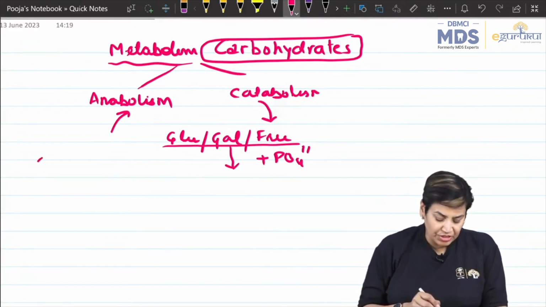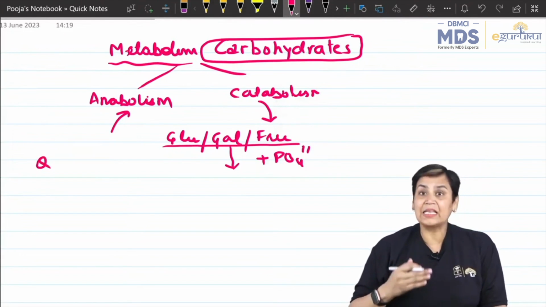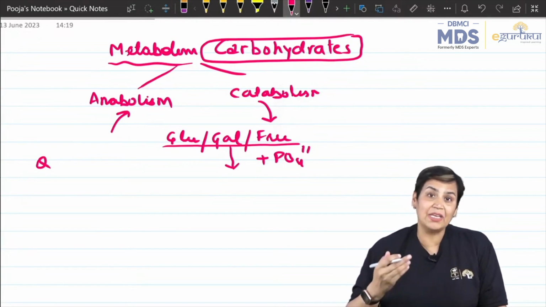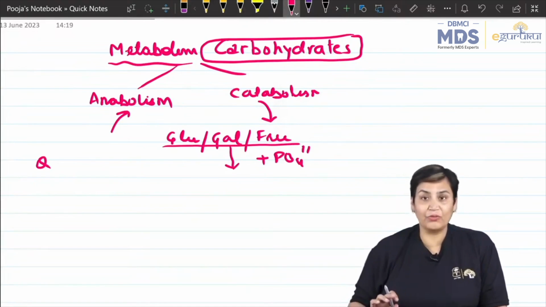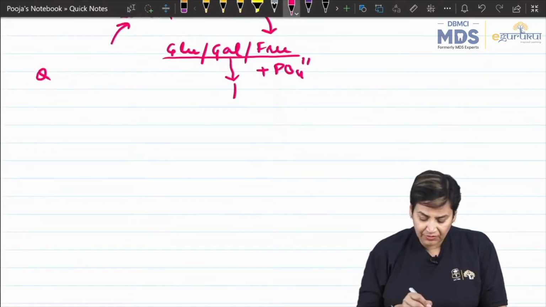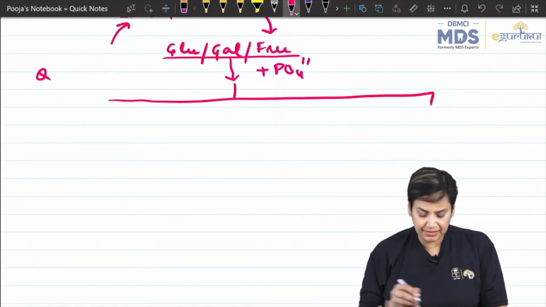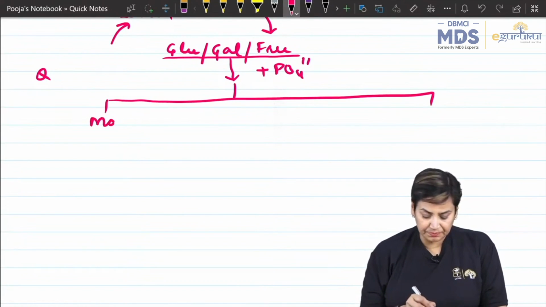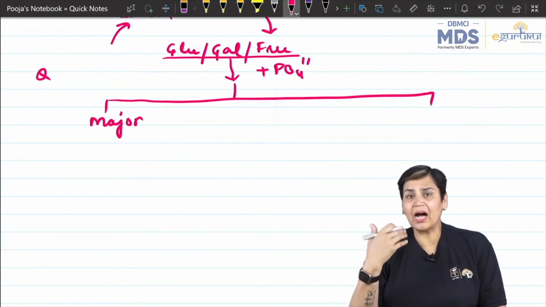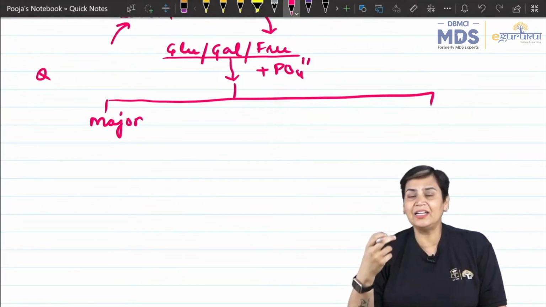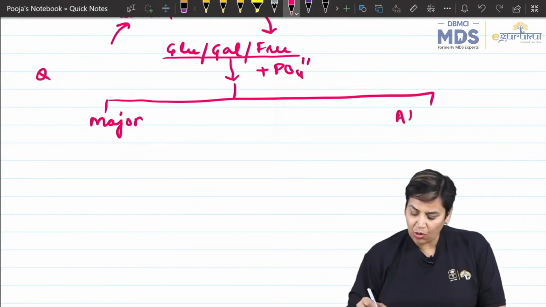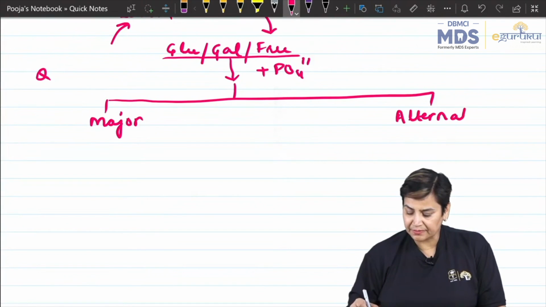So this becomes one question also: what is the mode of phosphorylation? What are the enzymes required for phosphorylation of these? Right. Now how are we going to study? We will be studying the major pathways. Major pathways means whatever carbs we are digesting, what is the ultimate destination of glucose. And then we are going to study the alternative pathways.